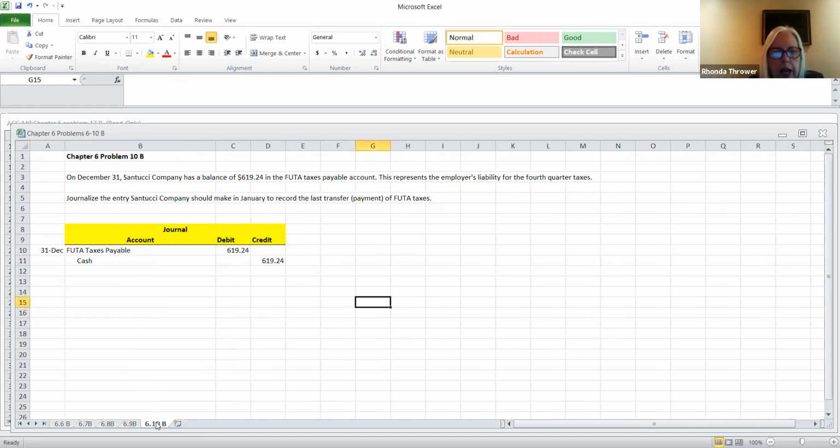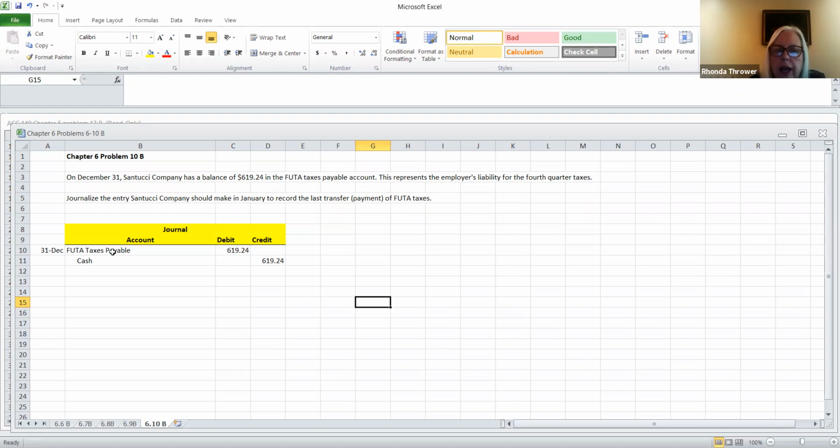I'm going to move to our last problem, which is a short problem. It says on December 31st, the Santucci company had a balance of $619.24 in the FUTA tax payable account. This represents the employer's liability for the fourth quarter taxes. And what they want you to do is to journalize the entry that you should make in January to record the last transfer payment of FUTA taxes. In other words, we're paying off the liability that we owed.